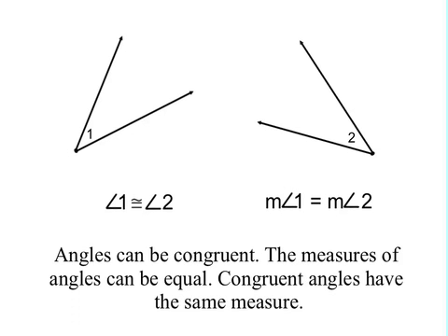And now let's look at two congruent angles. They also have the same measure. They look the same. They're pointed in opposite directions, but they look the same. So these angles are congruent. We say that angle 1 is congruent to angle 2. And therefore, the measure of angle 1 is equal to the measure of angle 2. Angles can be congruent. The measures of angles can be equal. Congruent angles have the same measure.